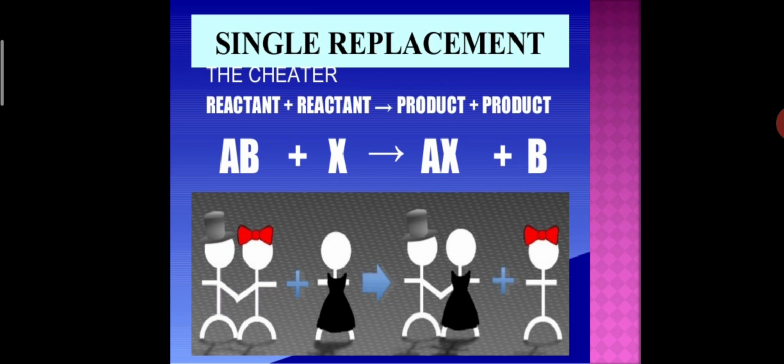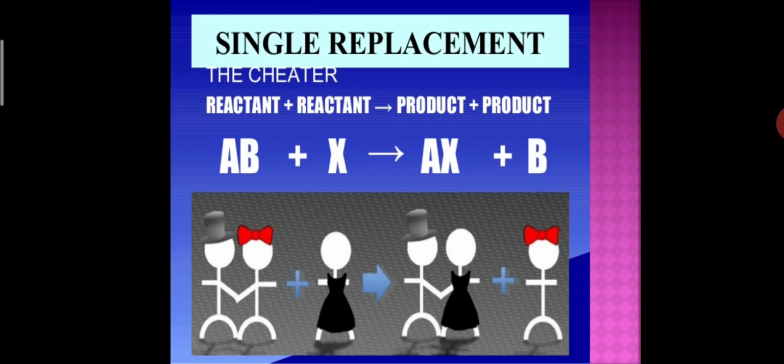One reactant is AB, and the second reactant is X. In the reactant part, the stronger, more reactive element can take the place of the less reactive element. After this, the product is AX. It means that X has replaced B. The most powerful elements can replace the less reactive elements.